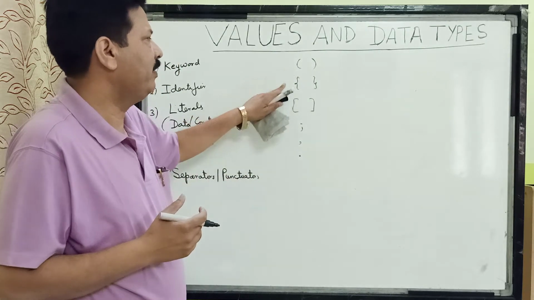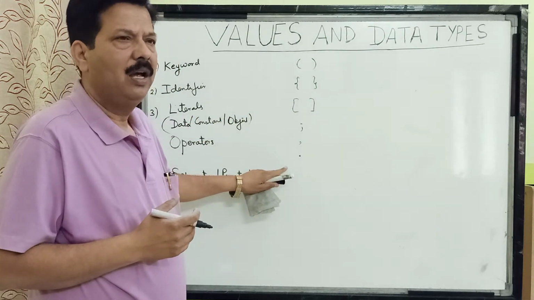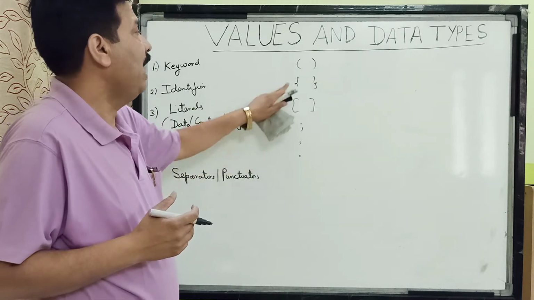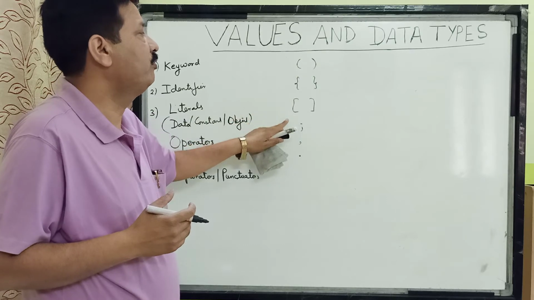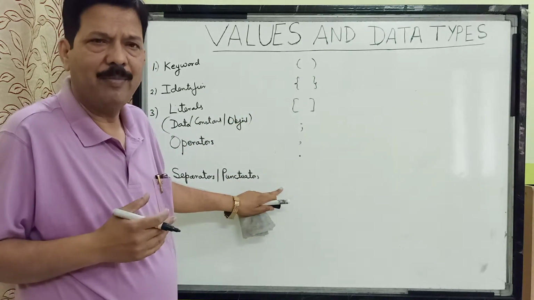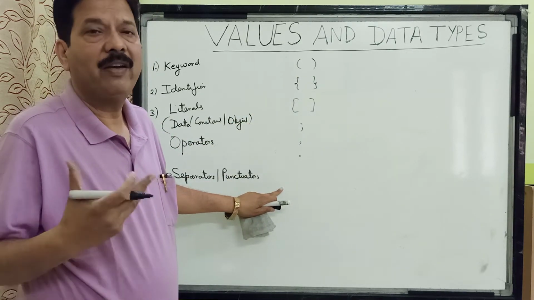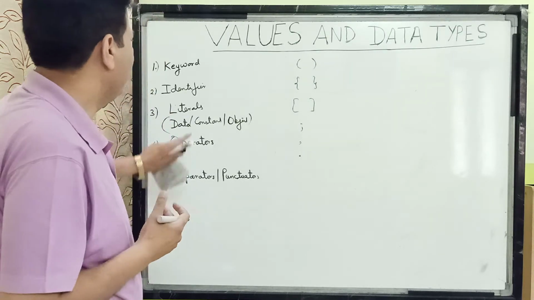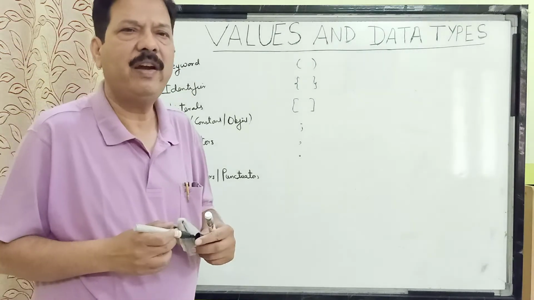And these are the separators, special symbols which are given as separators, which we use for different functions in the program. They are reserved symbols which we use to write a program. So children, this is regarding the tokens which we have talked about.